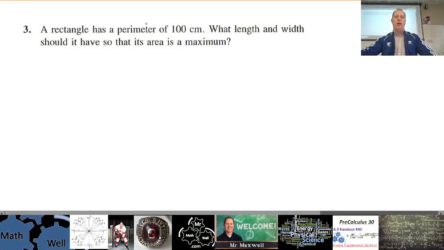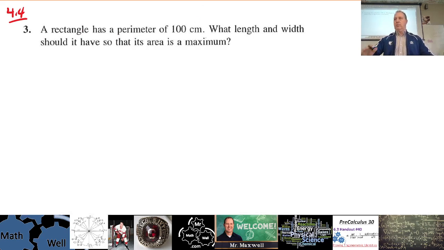All right, so optimization 4.4, Stewart calculus text. This is number 3, section 4.4. All right, so again, we're trying to optimize. So number 3 talks about this. A rectangle has a perimeter of 100 centimeters.